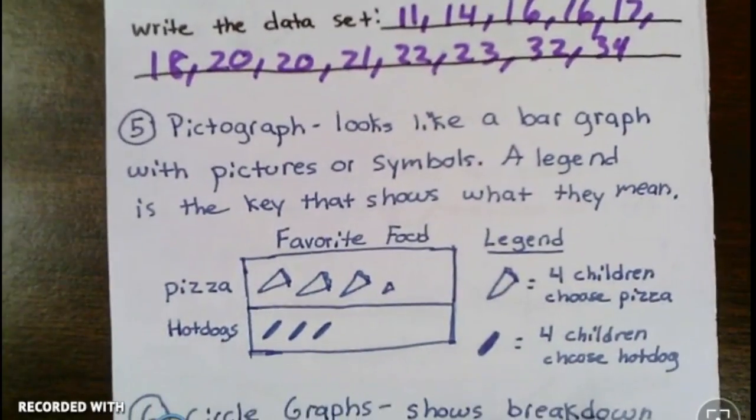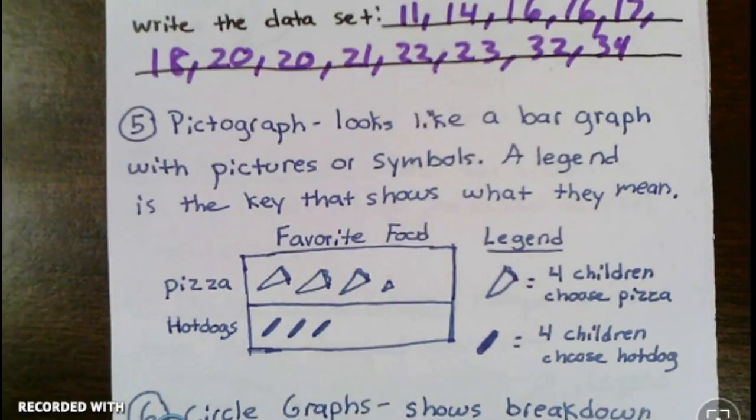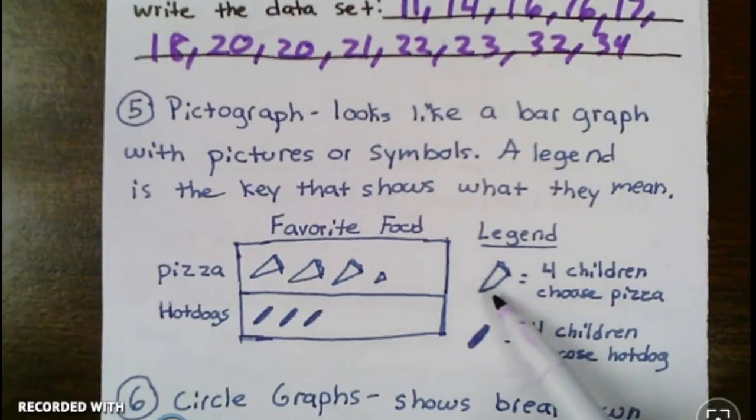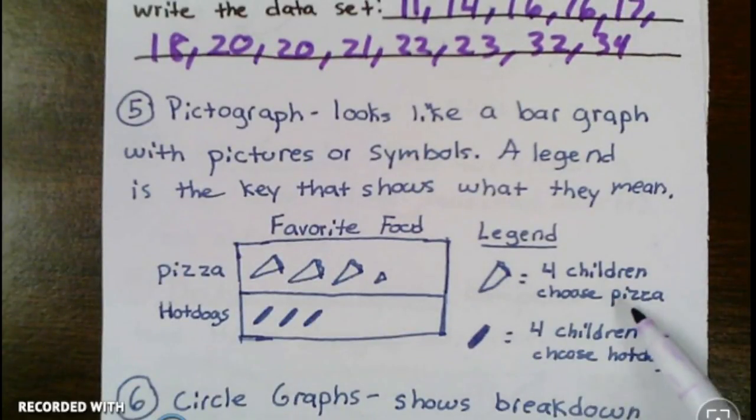All right, pictograph. A pictograph is just like a bar graph, but it uses pictures or symbols instead of the rectangles. A legend is the key that shows what they mean. So here we've got favorite food. We've got pizza and hot dog. So our legend says that one pizza drawing is 4 children chose pizza. And this line means that 4 children chose a hot dog.